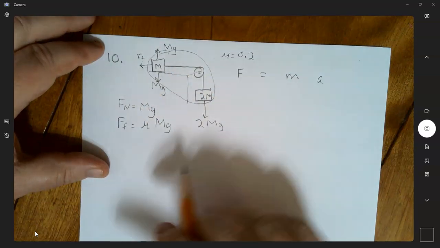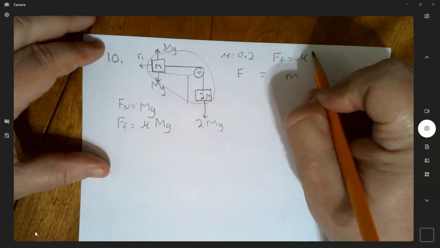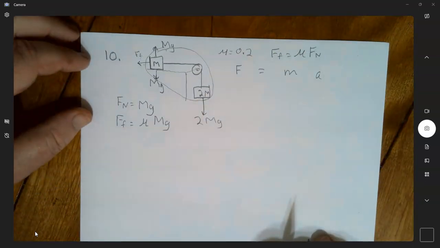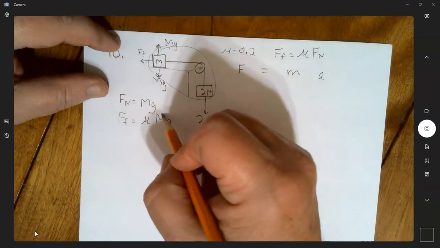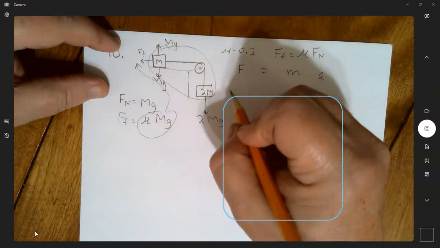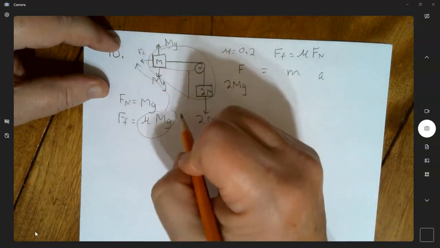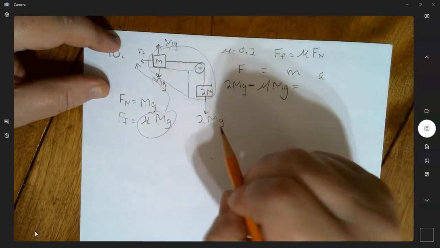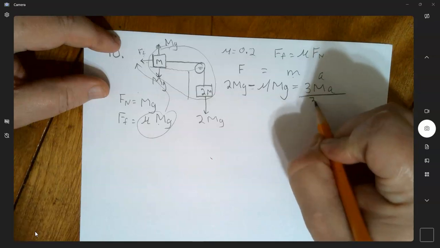Okay. Let me write that up here. Friction force equals mu times normal force, which is equal to the weight in this case. Not always, but in this case because it's a flat surface. Okay, now we're ready to go. So that is going to be this force right here. All right, so we're going to go ahead, and F is 2mg pulling in the positive direction minus mu mg. Okay, and that equals the total mass in the system, which is 2m plus m is 3m times a.